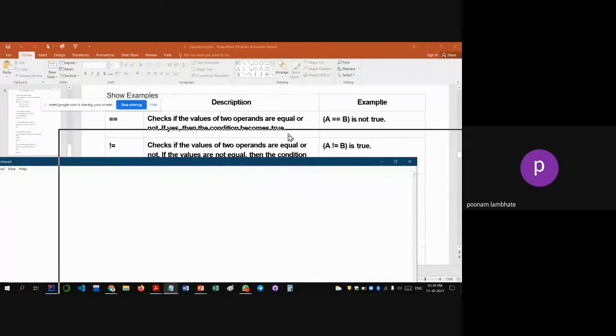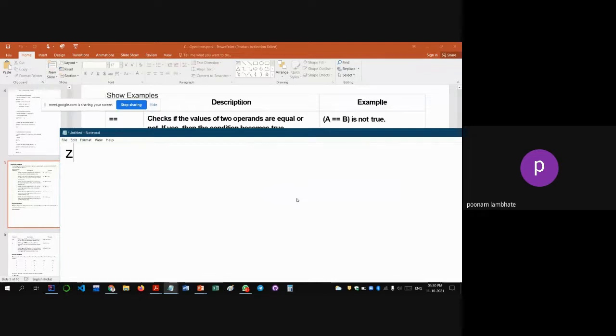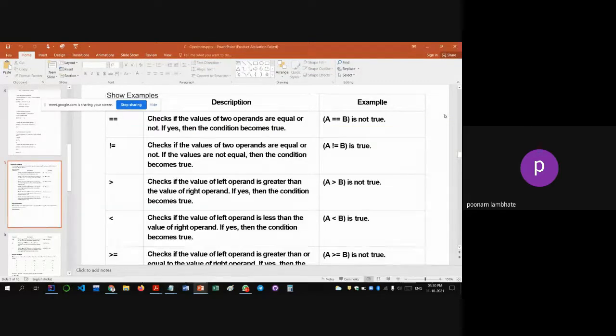When you're doing some comparison like A greater than B, the answer may be either true or false. Is there any other possibility? No. That means there are only two possible values. So whenever you use a comparison operation, the output will be a Boolean value, that is true or false.